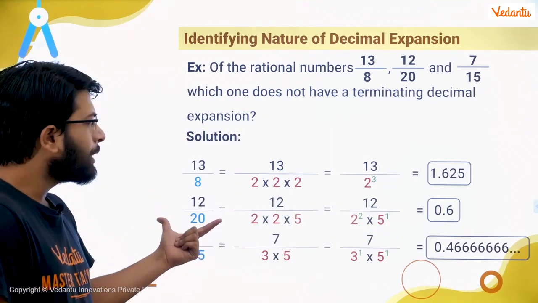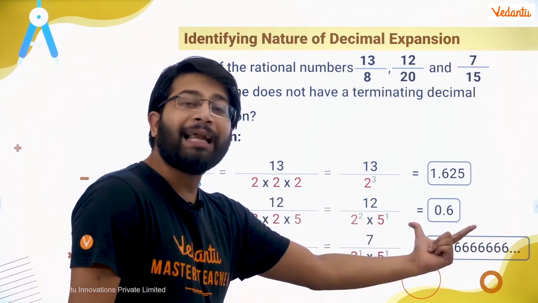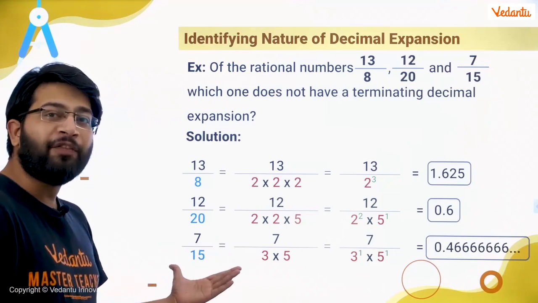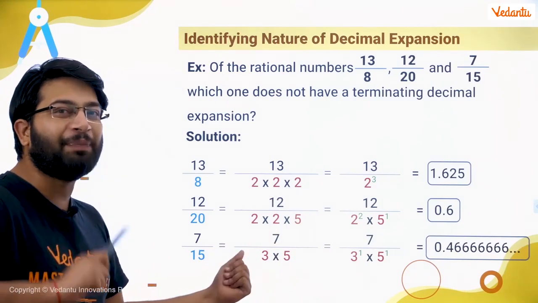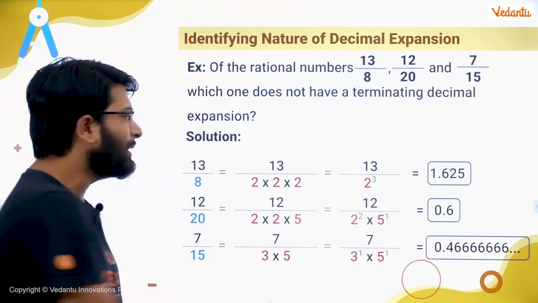12 upon 20. We can see very easily the prime factorization of the denominator satisfying the terminating condition. The last one, the prime factorization is not of the form of 2 to the power m into 5 to the power n, and that is why this is non-terminating, right?